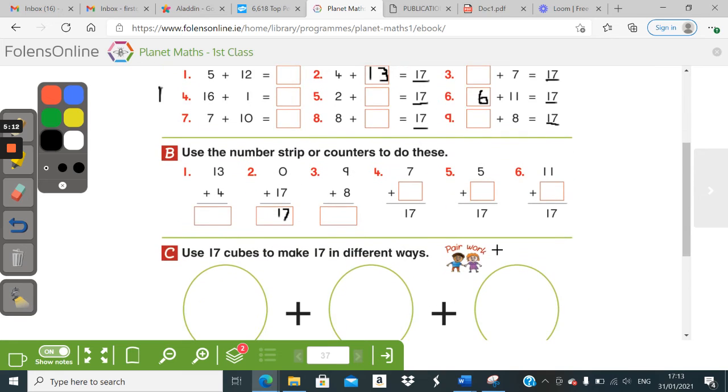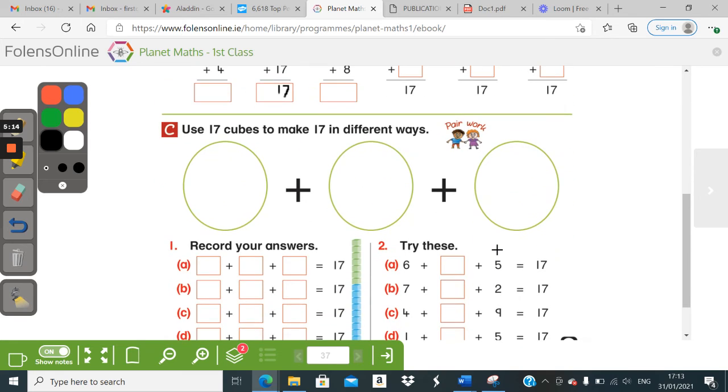Part C today is very similar to Part C yesterday, but instead of having two numbers put together to make 17, you're using three numbers. So if you have those 17 objects lying around at home, use them, put them into three piles, and count how many is in each pile.